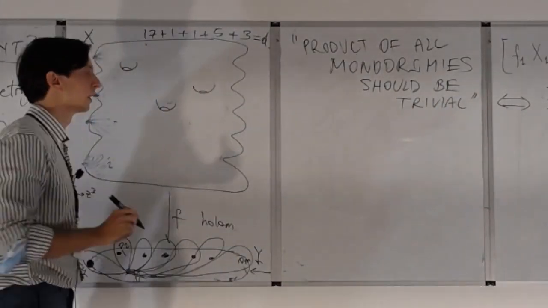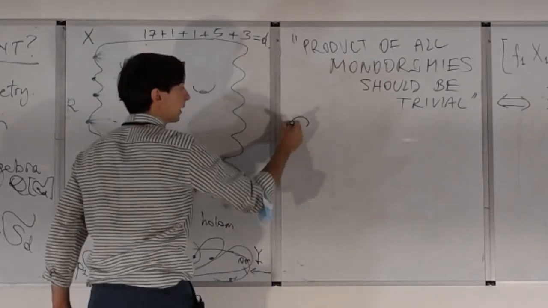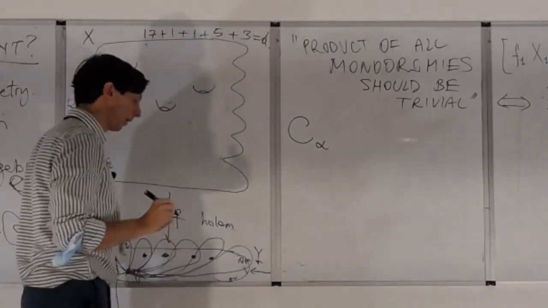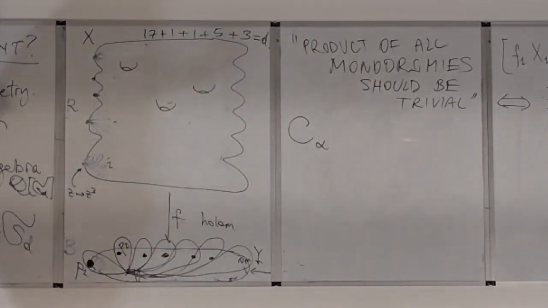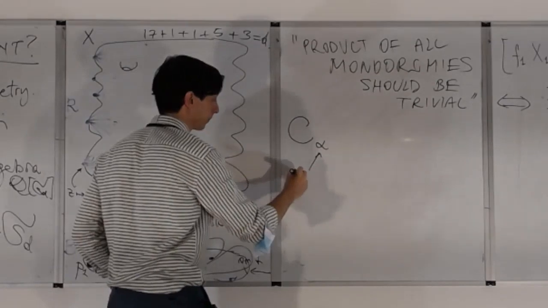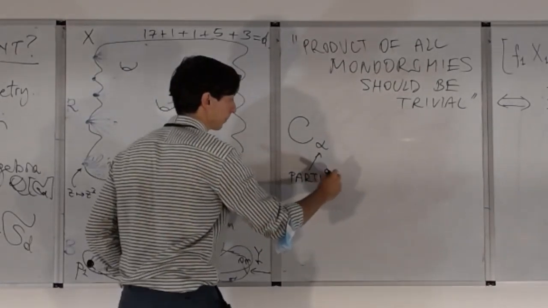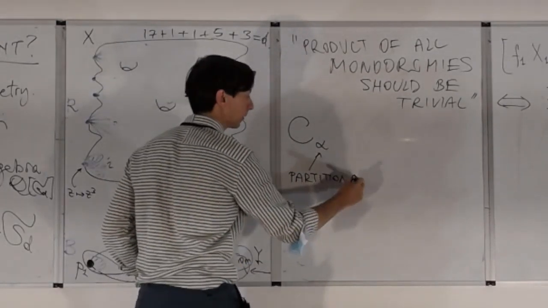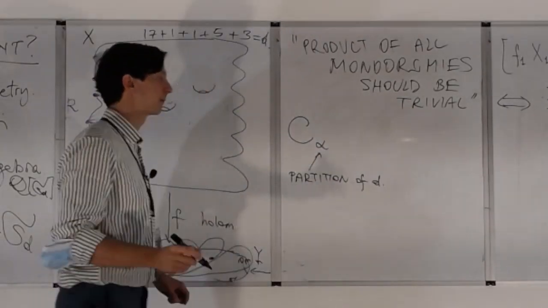Naively. Okay, so now I want to define this element, C alpha. Alpha is a partition of D. They're all partitions of D.